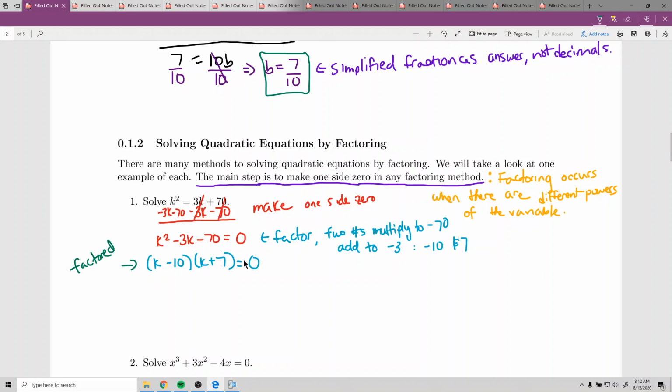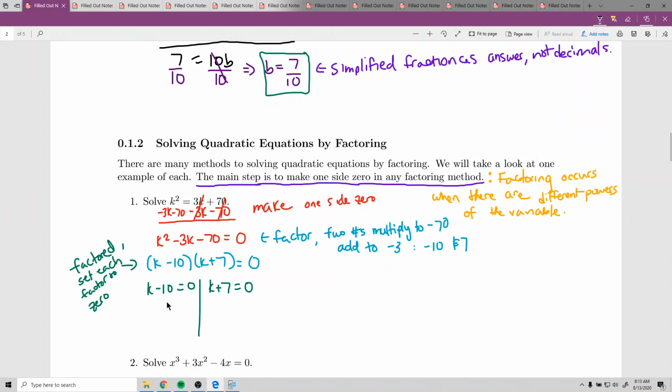And the reason we need it equal to 0 is once it's factored, we can set each factor to 0. Now, if this number wasn't 0 over here, you couldn't do this. If this number is like 4, you'd have to multiply this out, subtract the 4 over, and then redo it. It's very important that we have a 0 over here. But we can set each factor to 0, meaning we have the k minus 10 equals 0, and the k plus 7 set equal to 0.